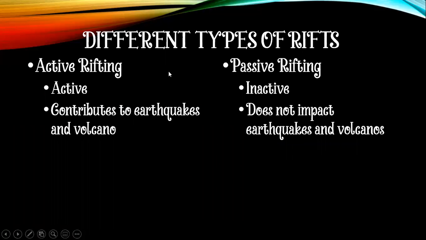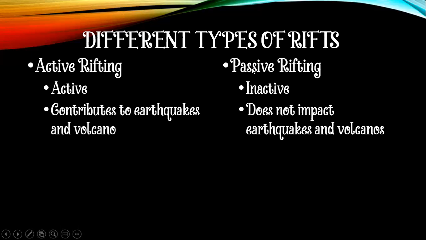Understanding that, now we have two different types of rifts. We have active rifts and we have passive rifts. Active rifts, if you can guess it, are active and do contribute to earthquakes and volcanoes. They are also known to be wider than passive rifts. Active rifts are formed because they have a weaker lithosphere than passive rifts. By them having a weaker lithosphere, they are weakened from below, and that causes the lithosphere to get thin and subside into the earth, causing the active rifting.